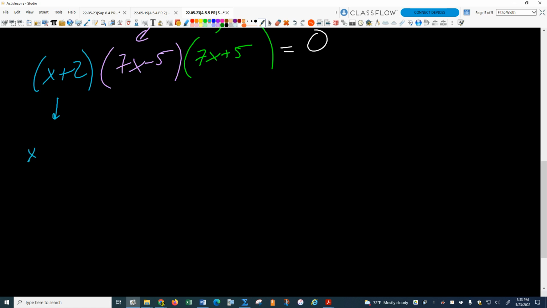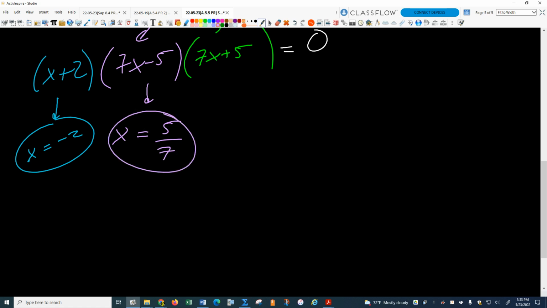Negative 2, right? So there's one. How about this one right here? Bailey, if I just set that equal to 0 and solve, I'm going to get x equals divided by 7. There you go. Very good. You're on a roll. How about that one? Boom. Got it. Very good. Okay? Can I go? Yeah, go ahead.